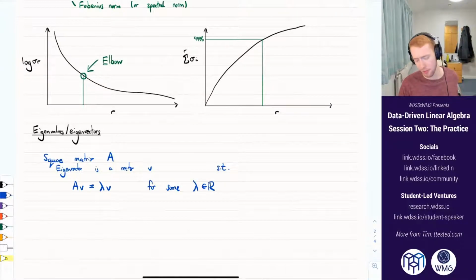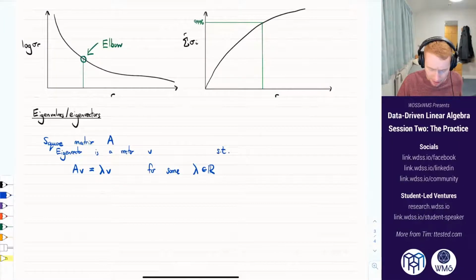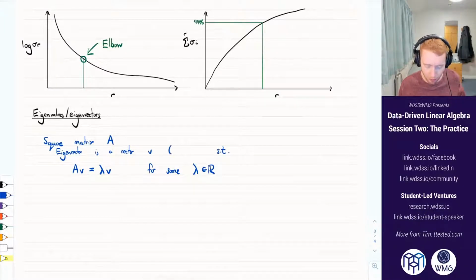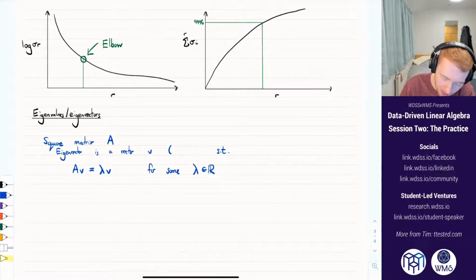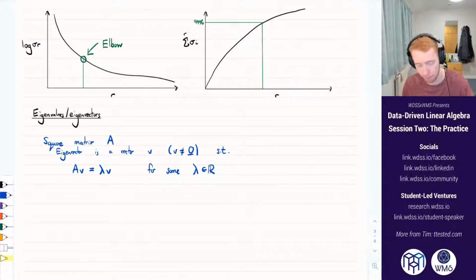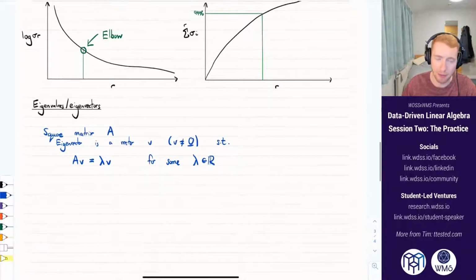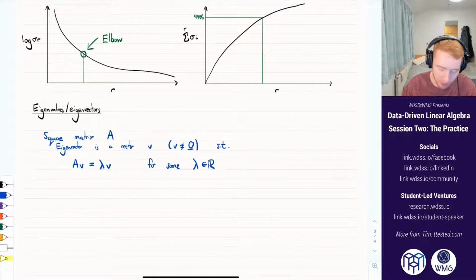And looking at this, we can see that this would hold true for V being the zero vector. If we take the zero vector and map it through anything, we still get the zero vector. So we're going to make the condition that V is not the zero vector. Otherwise, it's quite boring. So that's what an eigenvector is. Let's think about what that means geometrically.